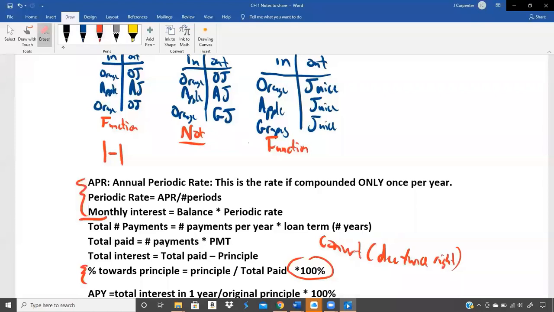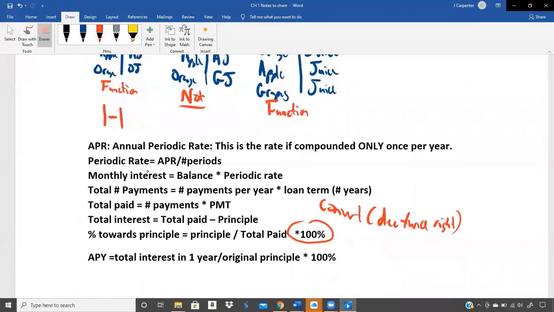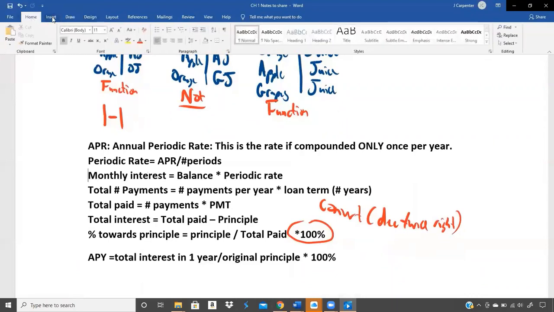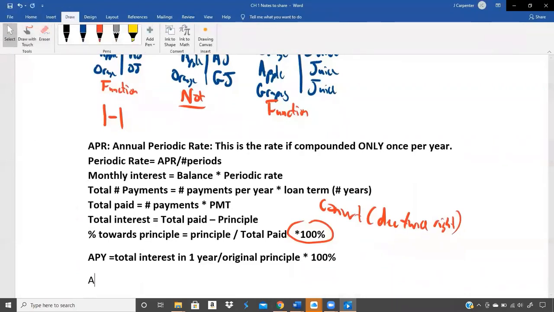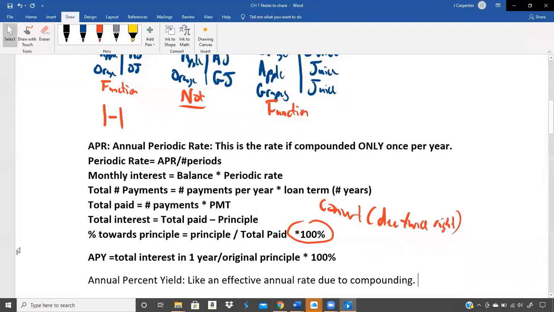This APY. APY stands for annual percent yield. This is kind of like an effective rate due to compounding. So this has a formula. It's the total interest you get or pay over 1 year divided by the original principal and then converting it to a percent. Every single one of these quote formulas is one calculation.